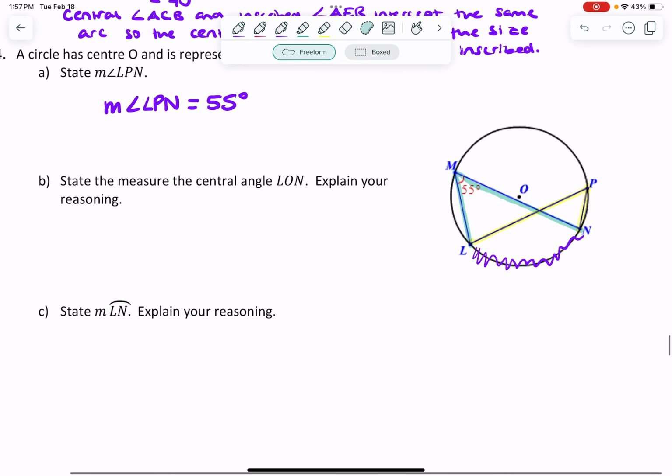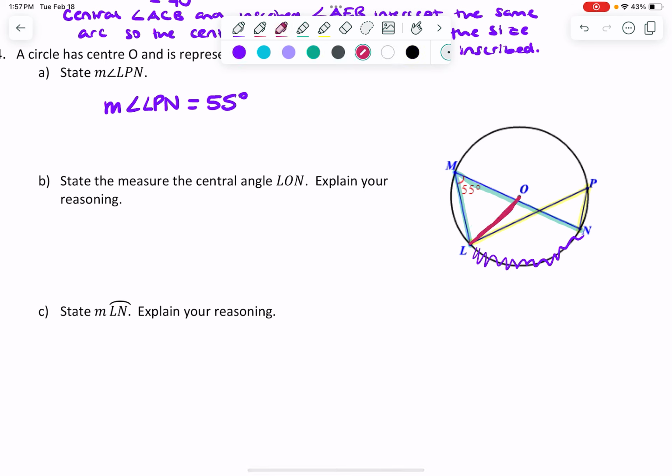In the next question, it says state the measure of the central angle, LON. So I'm going to draw LON first. So LON. And I know it's a central angle. I mean, granted, it does tell me in the question. But I know it's a central angle because I know that O is the center of the circle. And I know that the relationship between central angles and inscribed angles on the same arc is such that the central angle is double the value of the inscribed. So I'm going to have 2 times 55 degrees, which is 110 degrees.